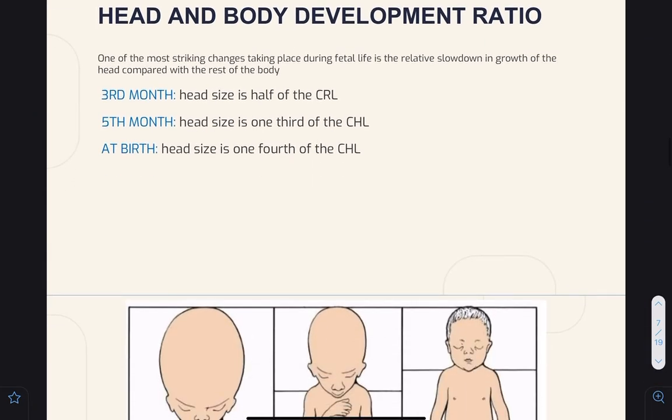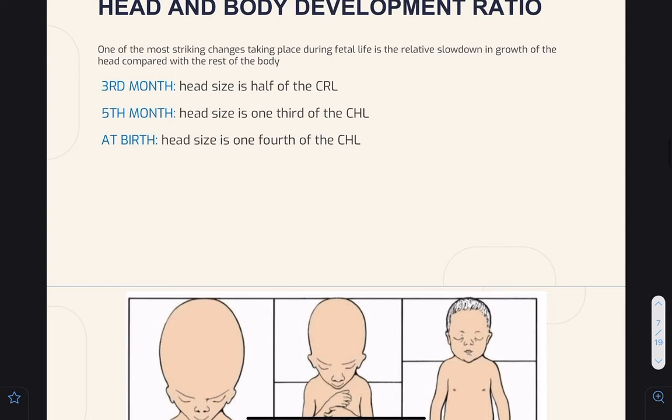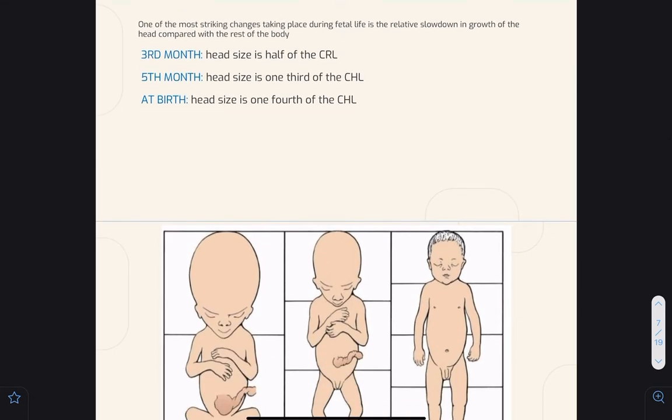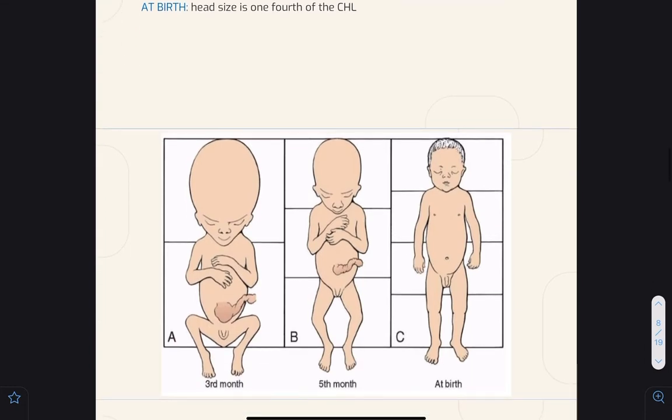Let's talk about the head and body developmental ratio. Now, what's so special about fetal development is that the rate at which the head grows compared to the rest of the body is going to be extremely fast. And as you can see, by the 3rd month, the head of the fetus will represent half of its size. And by the 5th month, it's going to represent 1/3 of its size. By birth, 1/4 of its size. So بيبدأ يقل الراتيو throughout the fetal development from half to 1/3 to 1/4.